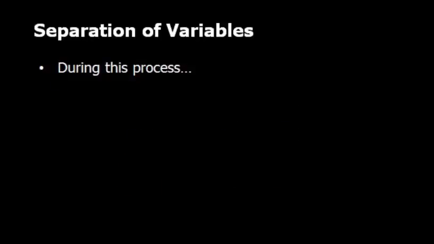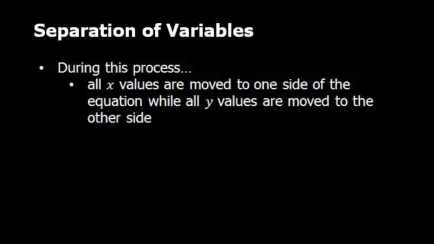Now, what exactly happens during the steps of this process? How do we do it? Well, first, all x values are moved to one side of the equation while all y values are moved to the other side. That includes our dx and dy, which come from our differential equation notation, dy/dx. What we can do is multiply dx to the other side, which is usually the easiest method to do.